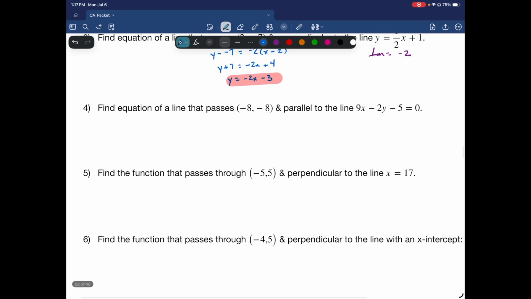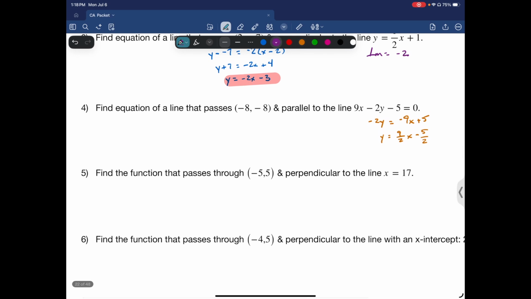All right, number 4, this one's parallel. But the equation they gave me is in general form, so I need to solve for y here. So it's going to be -2y equals -9x plus 5, y equals 9 over 2 x minus 5/2. I don't really care about the 5/2, but this tells me that my slope is 9/2, and my parallel slope is going to be 9/2.